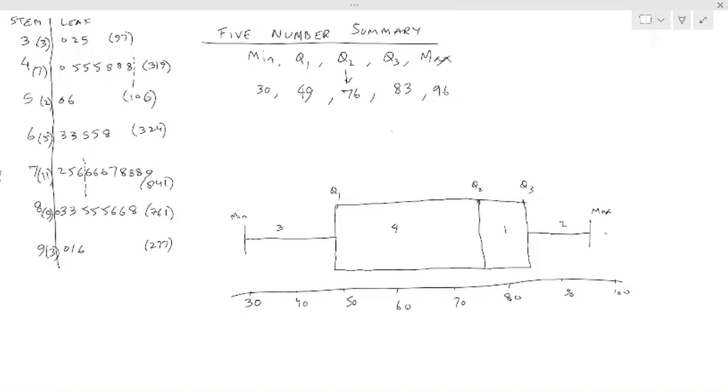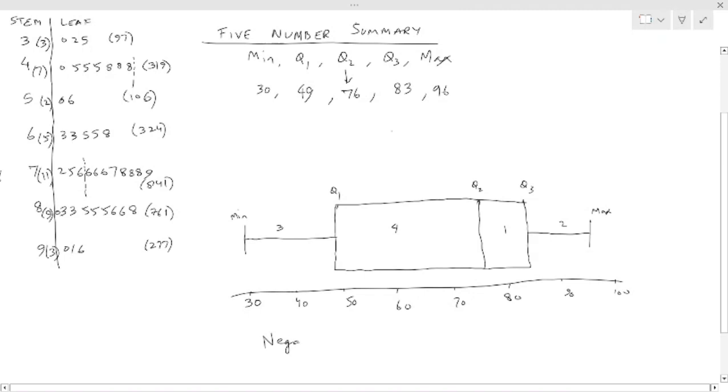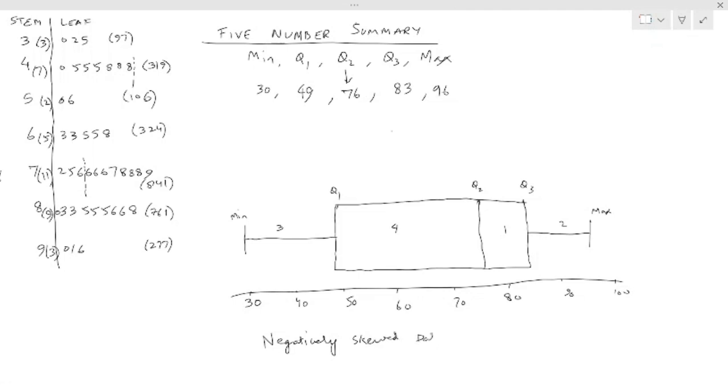And for this reason, we can classify this data as negatively skewed data. This is how we draw the box plot, and that's all for this video.